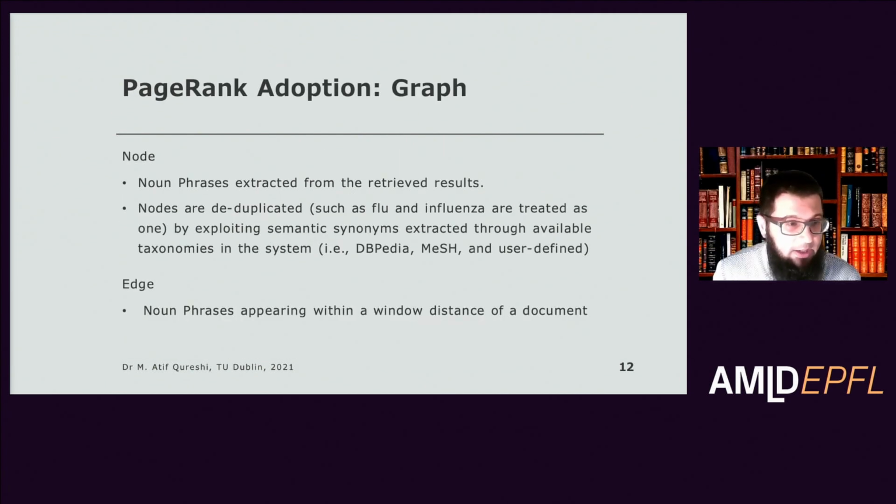We extract the noun phrases from the retrieved result sets, which form the nodes. Then nodes are further deduplicated using semantic synonyms, such as flu and influenza being treated as one. We have varieties of taxonomies such as DBpedia, MeSH, and also user-defined ones. Then the edges: noun phrases that appear within a certain window distance form an edge. So for example, if COVID and children co-appear in a document in close proximity, there will be an edge between children and COVID.